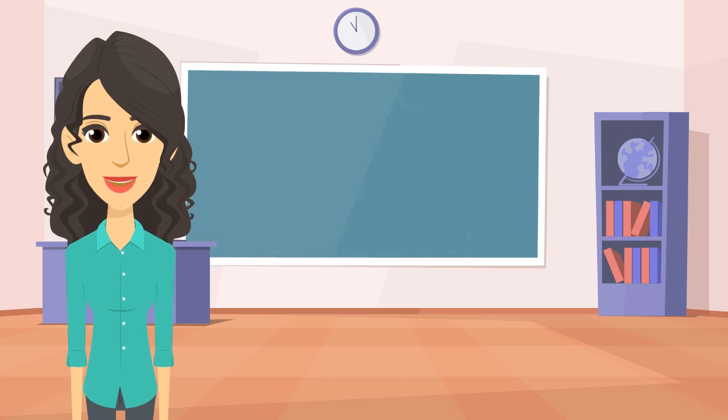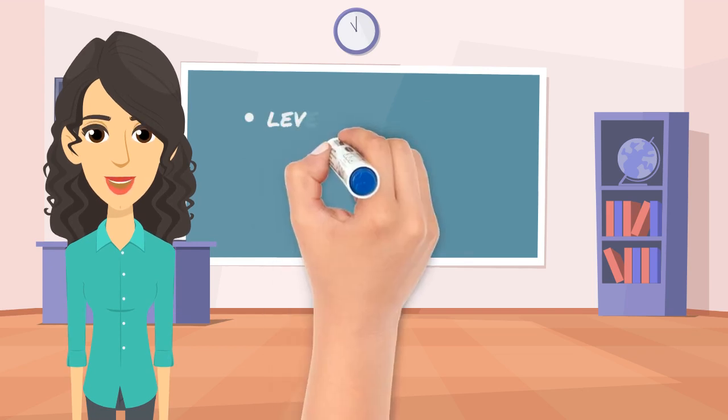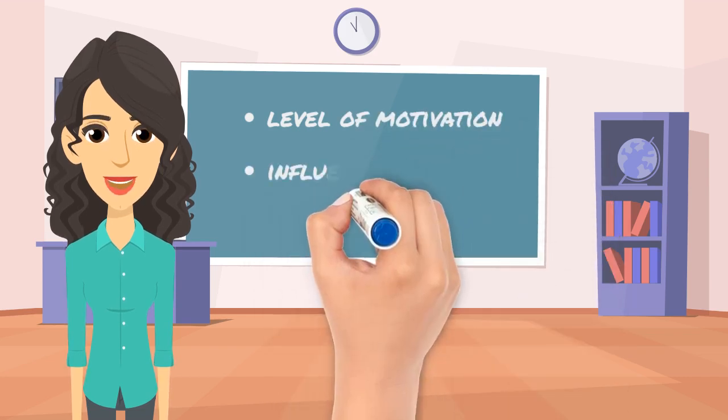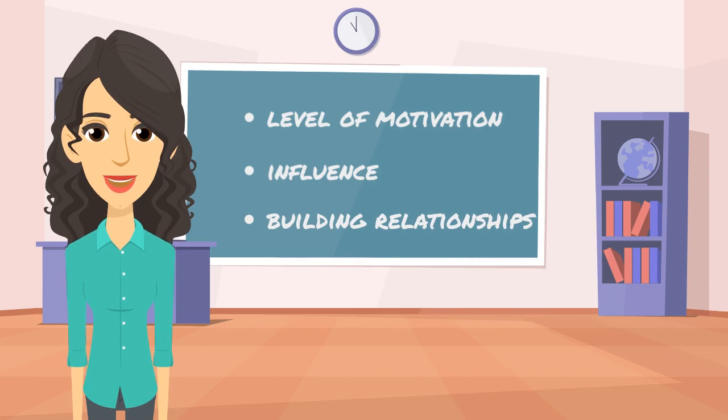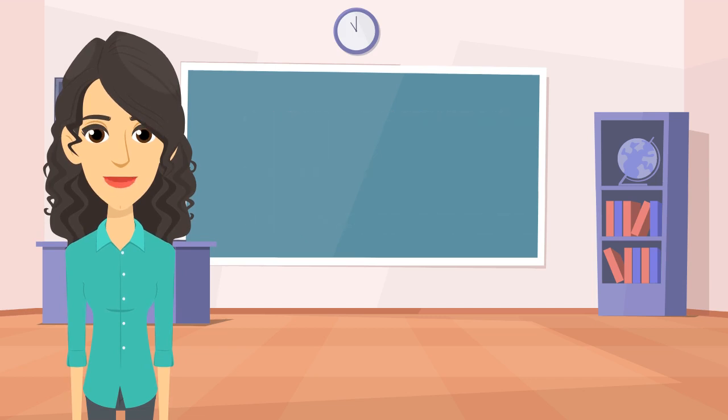Other factors to be taken into consideration with facilitating learning and improving performance are the learner's level of motivation, influence, and building relationships in the learning community. We must consider intrinsic motivation, where students have a natural internal desire to excel and perform, and extrinsic motivation, which is driven by external factors such as passing a test or getting an award. Motivation can also be driven by the influence of teachers, peers, or other relationships.